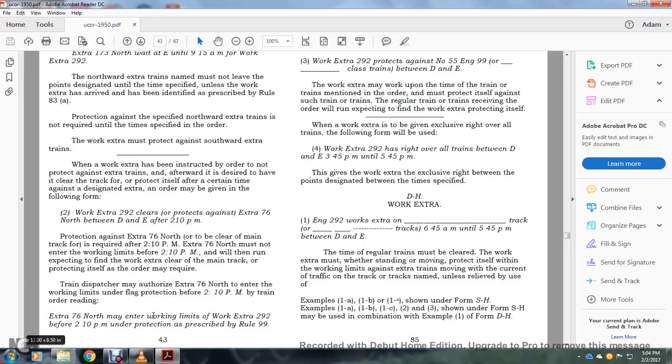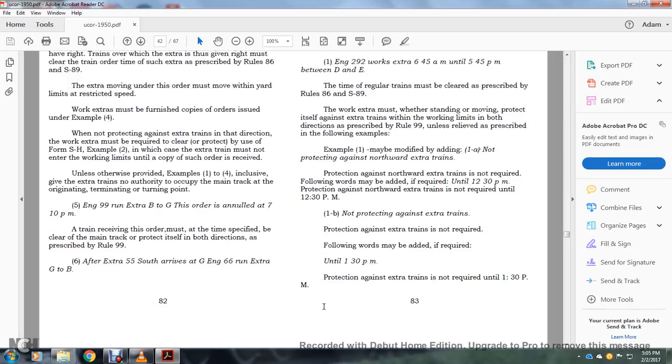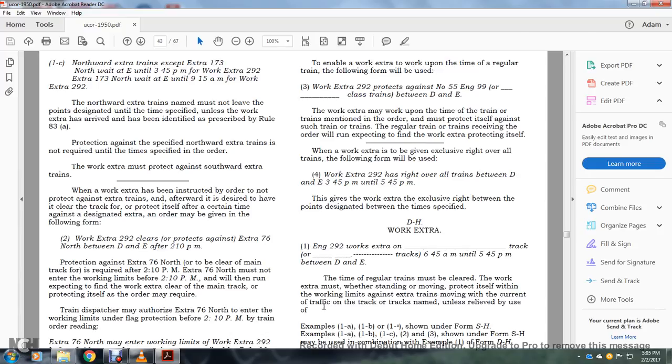Extra 76 north may enter the working limits for the work extra 292 before 2:10 under the protection prescribed in Rule 99. To enable the work extra to work upon the time of a regular train, the following form will be used: The work extra 292 protects against number 55 engine 99, or the class of trains, between D and E. The work extra may work upon the time of the train and the tracks mentioned in the order but must protect against such train. The regular train receiving the order will run expecting to find the work extra protecting itself.